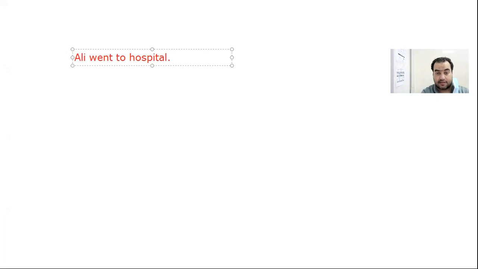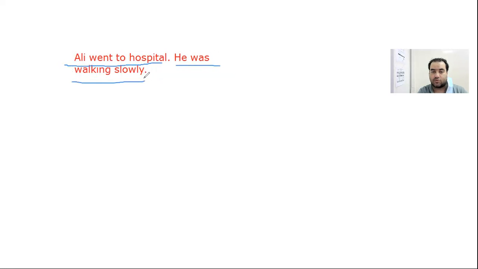But if I added that he was walking slowly, you may add a new conclusion. You may have a new guess, which is maybe Ali is an old person, or maybe he's really sick. So what we did now is that we used some facts. Here is fact number 1, here is fact number 2. To draw a conclusion, to make a guess, to conclude something.